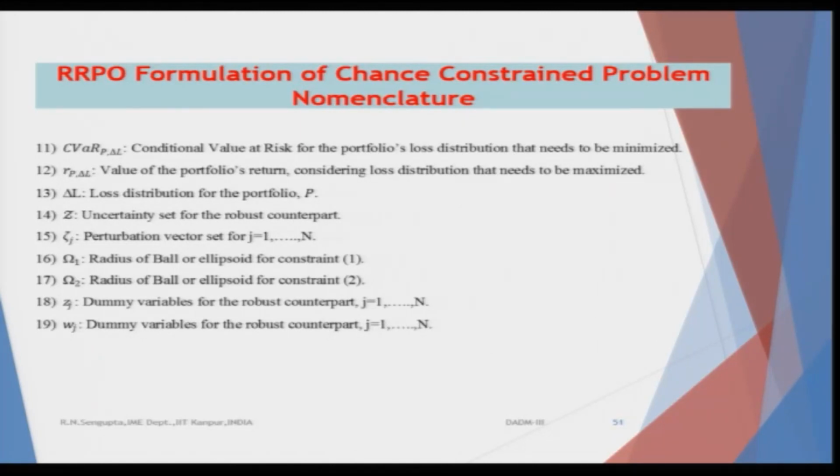RPL is basically the value of the portfolio return, considering a loss distribution, that needs to be maximized. Delta L is the loss function, and the constraints given from 14th to 19th have to do with a type of problem formulation which we will see later. Do not confuse the variable wj with the weights one. It is basically a dummy variable which will be utilized to formulate the problem in the robust formulation, being important for us.